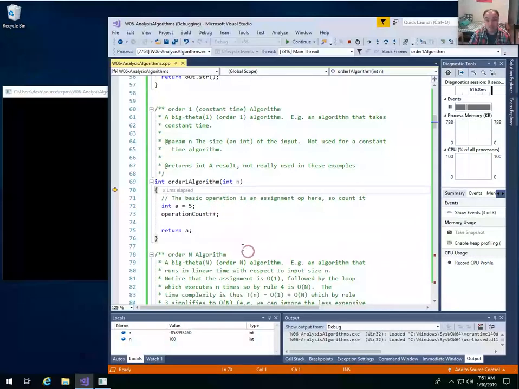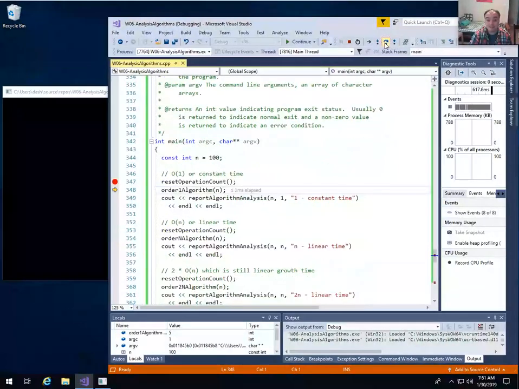So for an order 1, a constant time algorithm, it's not going to matter what the input size is. We're just going to do the same constant operations. By convention, we call that big O1, or order 1, or constant time algorithm.